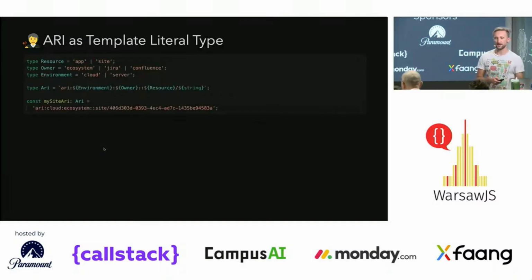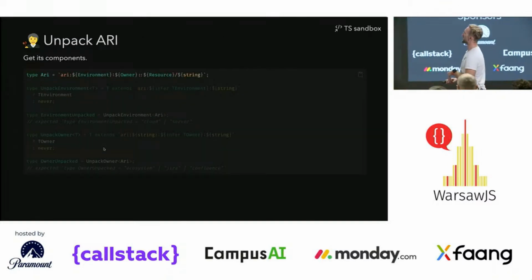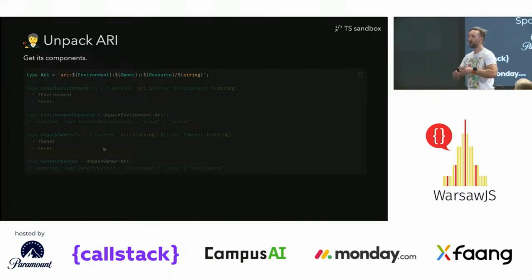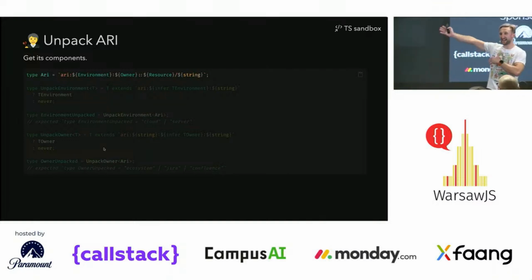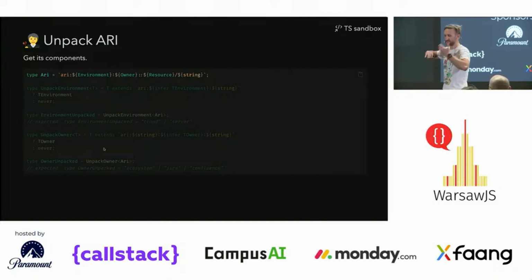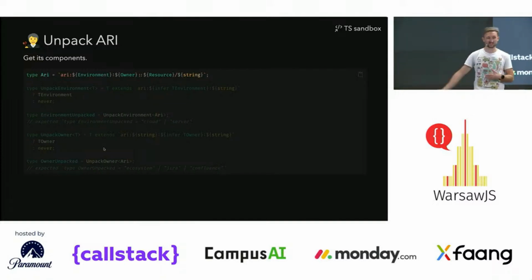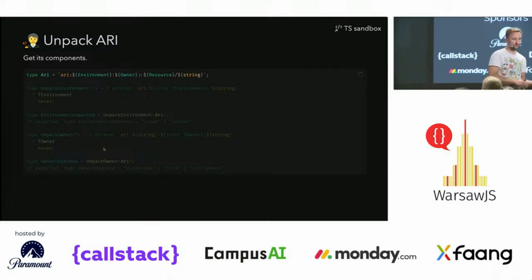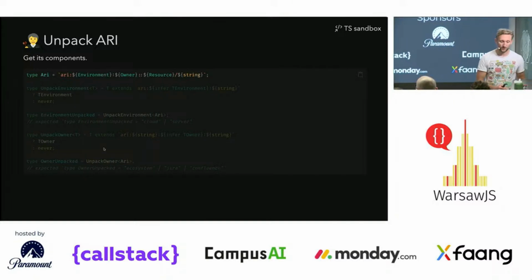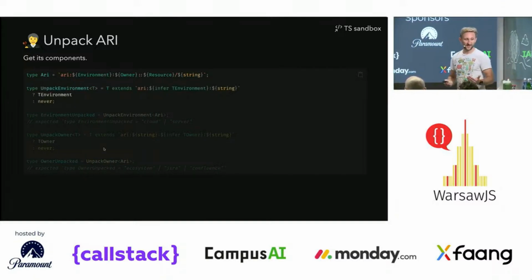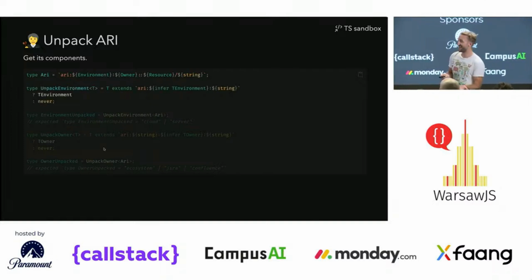So we can create it, but imagine that we would like to unpack it. Why? Because it might not be your type. It can be part of some external package, some dependency. It's just not yours. But you would like to use only the environment or only the owner part. Hey, we have the infer.